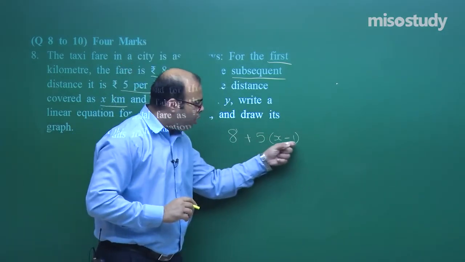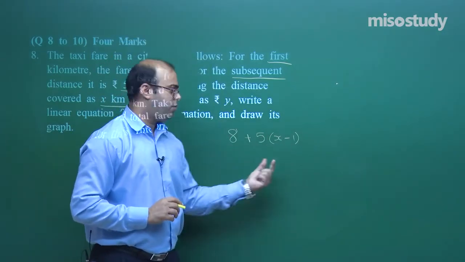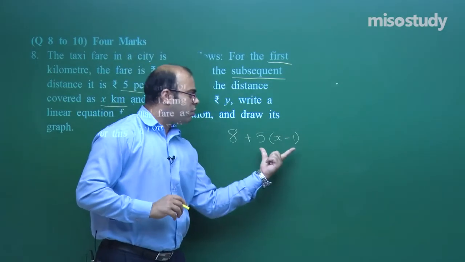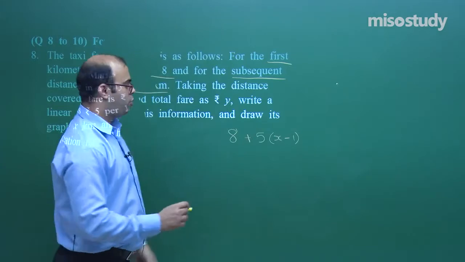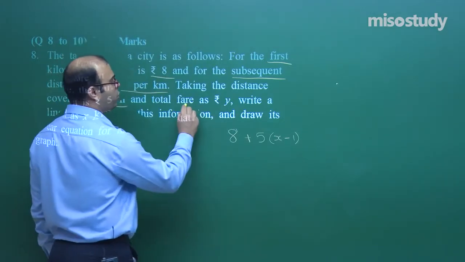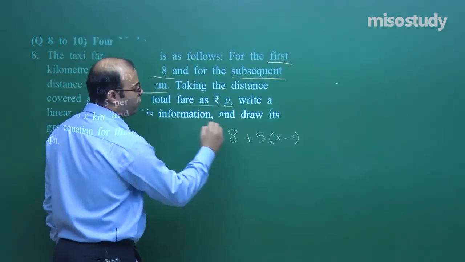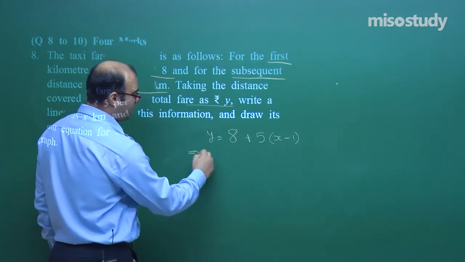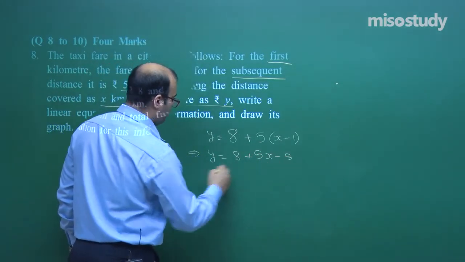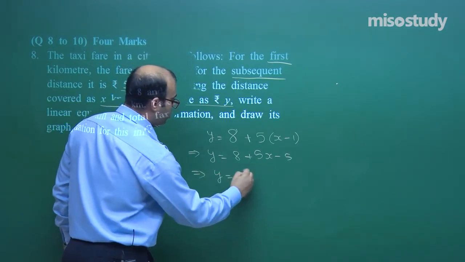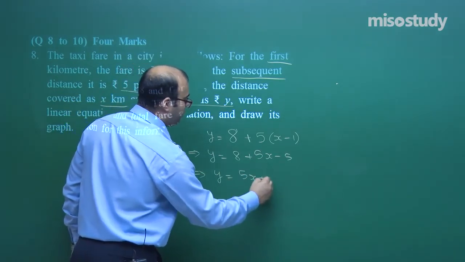This is the total cost which will be given to the taxi driver for the first kilometer and for the other x minus 1 kilometers at rupees 5 per kilometer. Now they are saying that this total fare is y. So this should be equal to y, which implies that y is equal to 8 plus 5x minus 5, which implies y is equal to 5x plus 3, since 8 minus 5 is 3.